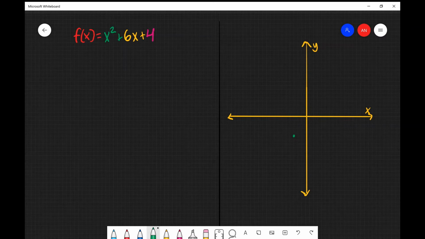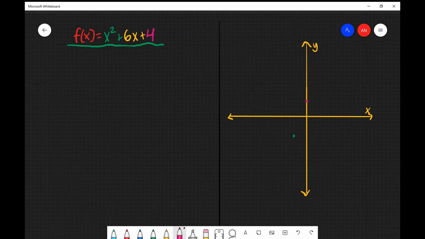Okay, so let's look for the y-intercept first. So we're setting x to 0. So f of 0 is equal to 0 squared plus 6 times 0 plus 4. So all this gets cancelled, and this leaves us with 4. So that means this equation intersects with the y-axis at 0, 4. Let's mark that with magenta. 4 up from the origin. 1, 2, 3, 4.